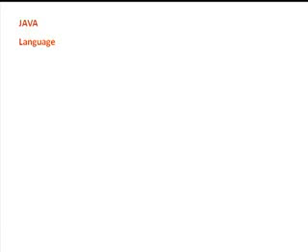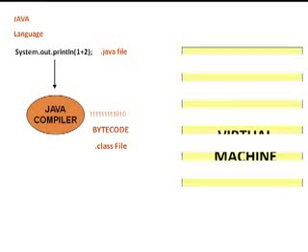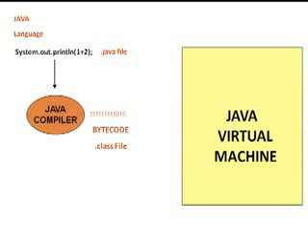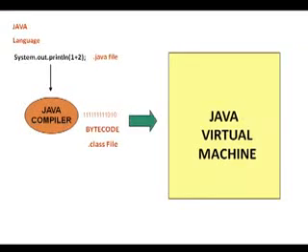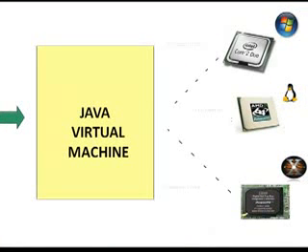Enter Java language. The code to display addition of two numbers in Java is system.out.println 1 plus 2, saved as .java file. Using the Java compiler, the code is converted into an intermediate code called the bytecode. The output is a .class file. This code is not understood by any platform, but only a virtual platform called the Java Virtual Machine. This virtual machine resides in the RAM of your operating system. When the virtual machine is fed with this bytecode, it identifies the platform it is working on, and converts the bytecode into the native machine code.